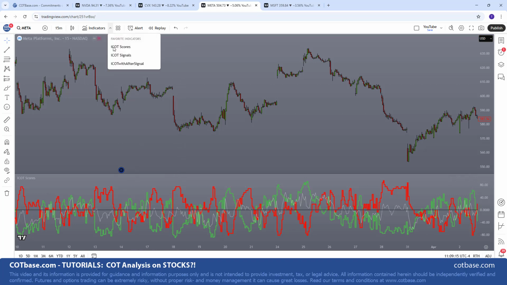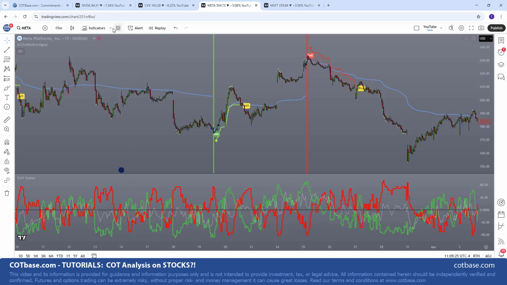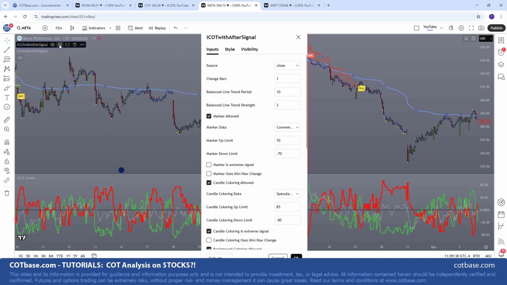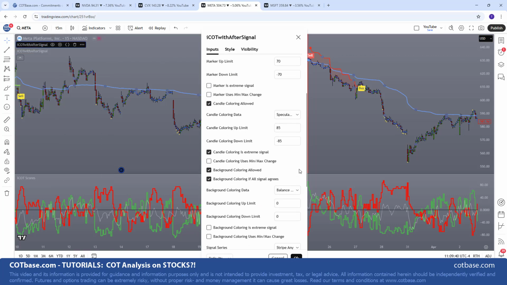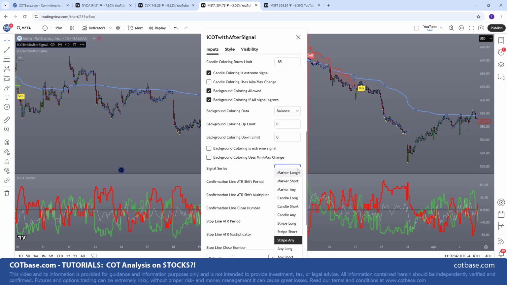What you can do, we don't only offer the ICOT signals, but we actually created a more versatile indicator, something that filters out a bunch of signals. This is called the ICOT intraday indicator with after signal. By default, it's going to only act on these striped signals. That's a very conservative way of using the indicator, but we can actually change that, and we can say that we're going to focus one of our indicators.